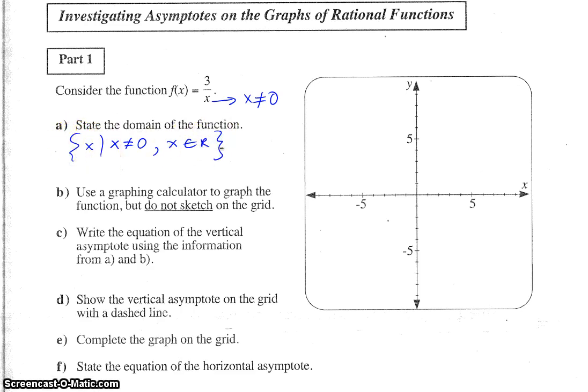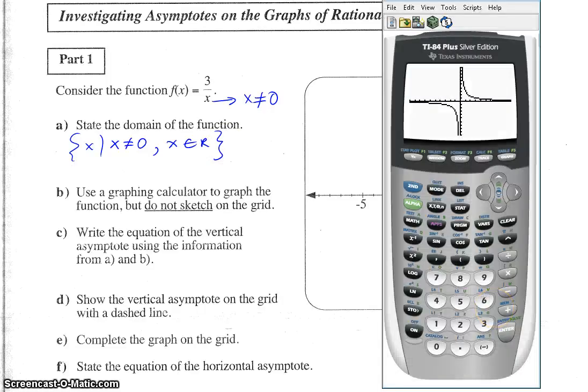Okay, so we're going to use a graphing calculator to graph the function, but for now they don't want you to sketch it on the grid. And then we're going to get the equation of the vertical asymptote from not only the graphing calculator, but also what we found out for our domain. So let's grab the calculators and graph this function, 3 over x in y1. Okay, so with our graphing calculator and with our windows set to zoom standard, so negative 10 to 10 for both x and y, we should end up with this.